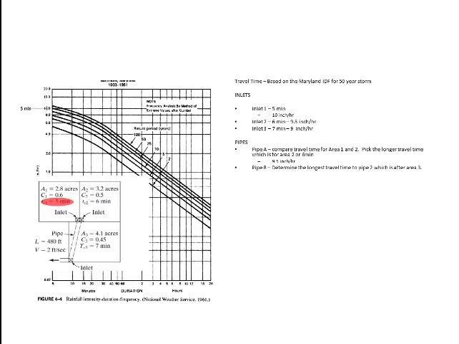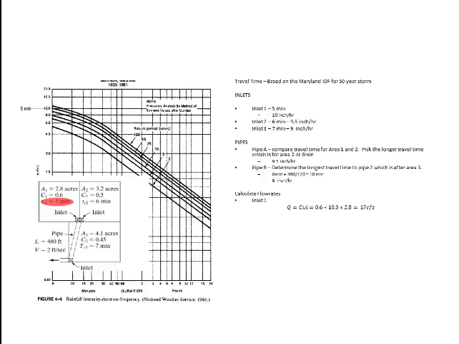Next, pipe B is the pipe located after area 3. We need to determine the longest travel time to pipe 2. This is determined by looking at area A1 and A2 and determining which time is the longest, in this case 6 minutes, and adding it to the travel time within pipe A, which is 4 minutes. We get 10 minutes. Since 10 minutes is greater than 7 minutes, we know that the 10 minutes will govern. And we have a rainfall intensity of 8 inches per hour.